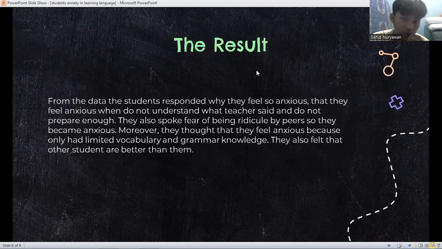The result. From the data, the students responded on why they feel so anxious. They feel anxious when they did not understand what the teacher said and did not prepare enough. They also spoke of fear of being ridiculed, so they became anxious. Moreover, they thought that they feel anxious because they only had limited vocabulary and grammar knowledge. They also felt that other students are better than them.